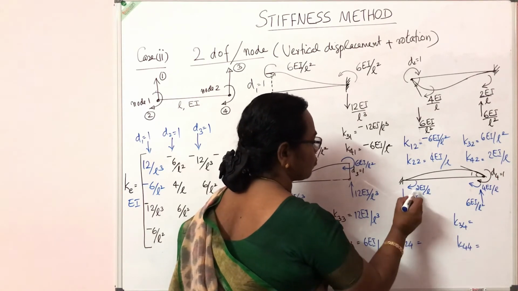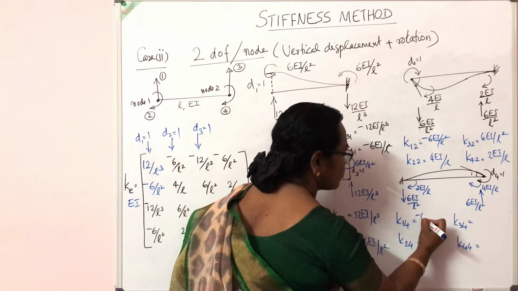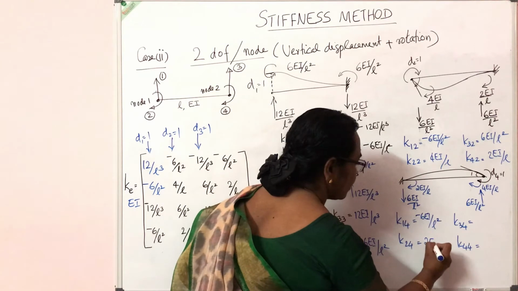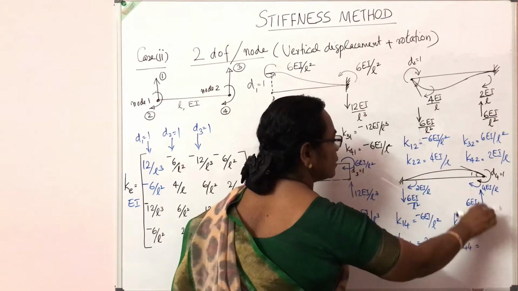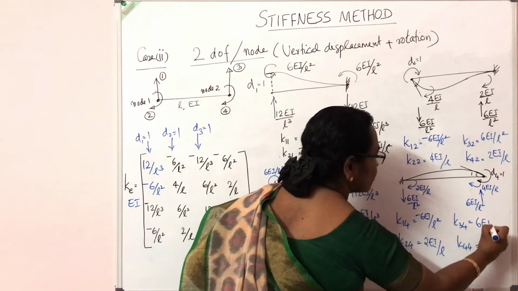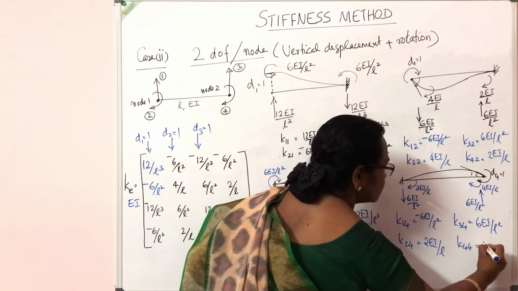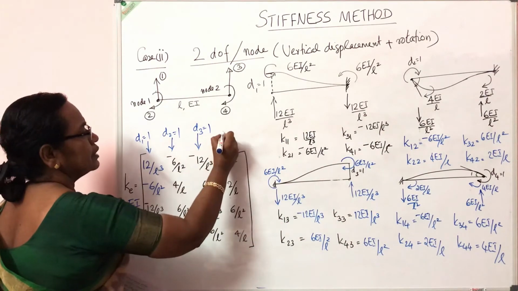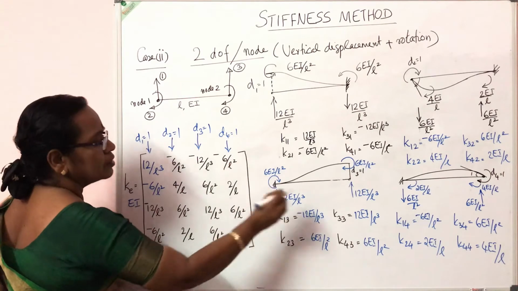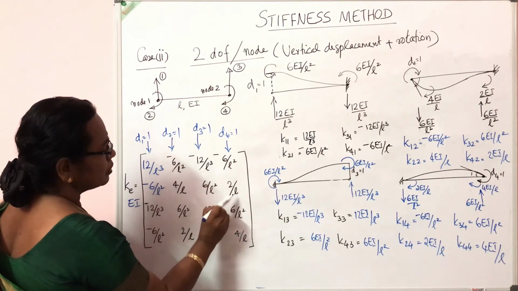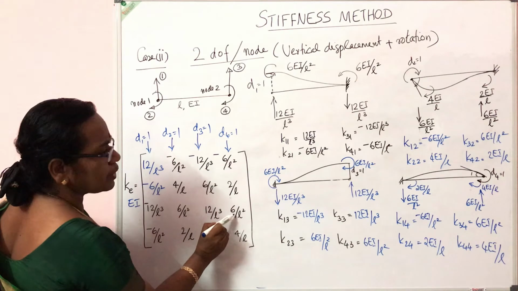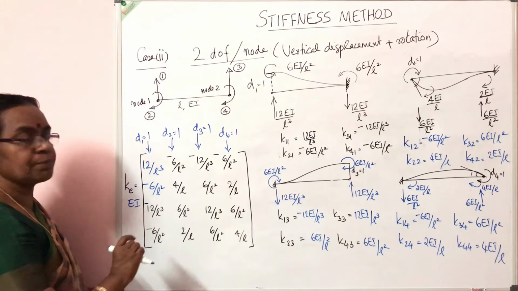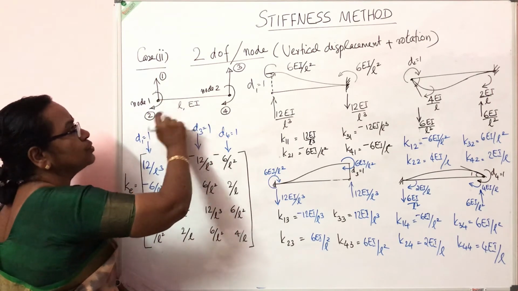I can write K14: one direction, minus 6 EI by L square. Two direction, 2 EI by L. Three direction, 6 EI by L square. And four direction, 4 EI by L. So that will form the last column when D4 is equal to 1. Minus 6 by L square, 2 by L, 6 by L square and 4 by L. So this is the element stiffness matrix for a beam element with coordinates 1, 2, 3, 4.